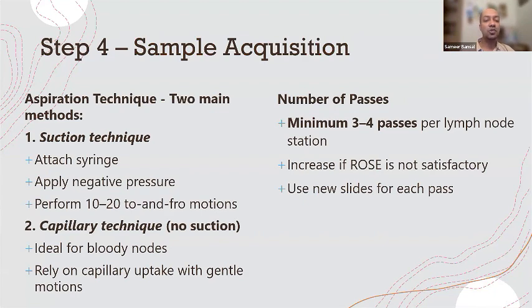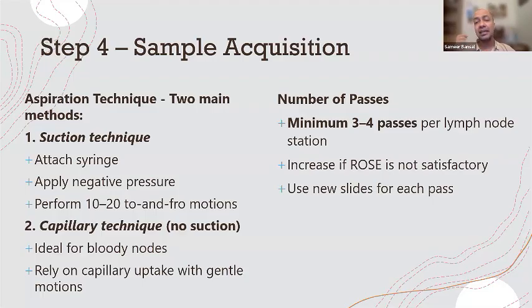And perform 10 to 12 to-and-fro motions. Although it is said that anywhere from 6 to 20, 6 to 10 is also okay, and there is no difference between that. Or without any suction, you just allow smooth passages and allow the material to flow up using capillary action. This is typically there when you notice that your node may be quite vascular, which may be evident to some degree on your CT scan, of course, because here you don't have the endobronchial ultrasound to use that Doppler.